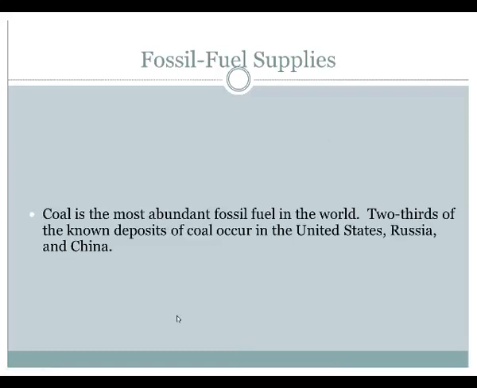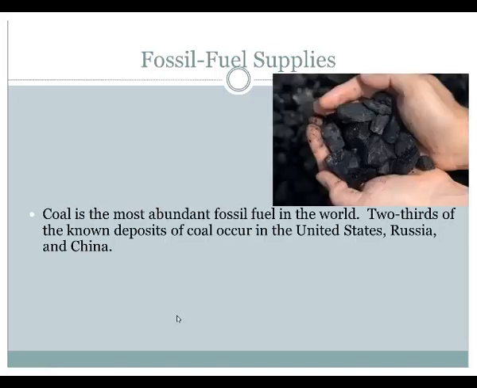Coal is the most abundant fossil fuel. 2/3 of the known deposits of coal occur in the United States, Russia, and China. Coal mining is, or was, a very big industry in parts of West Virginia and the Virginias, around areas of the Appalachian Mountains. Currently, as you get out towards Wyoming and some of the other Rocky Mountain states, it is a very large production. They actually have rail cars that run right past the areas where they're mining it out.